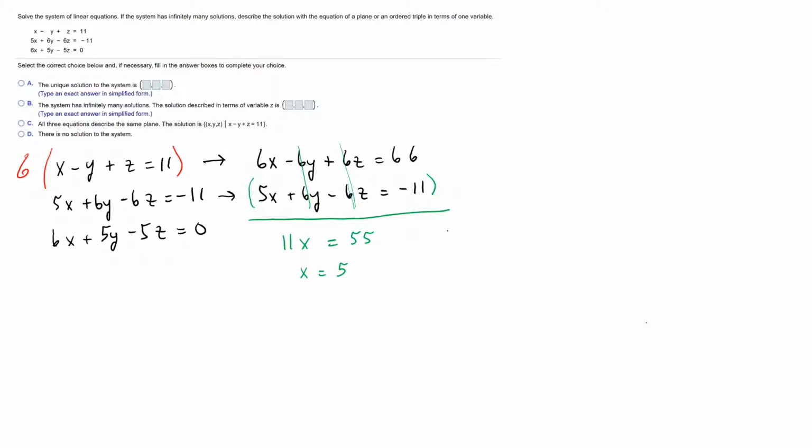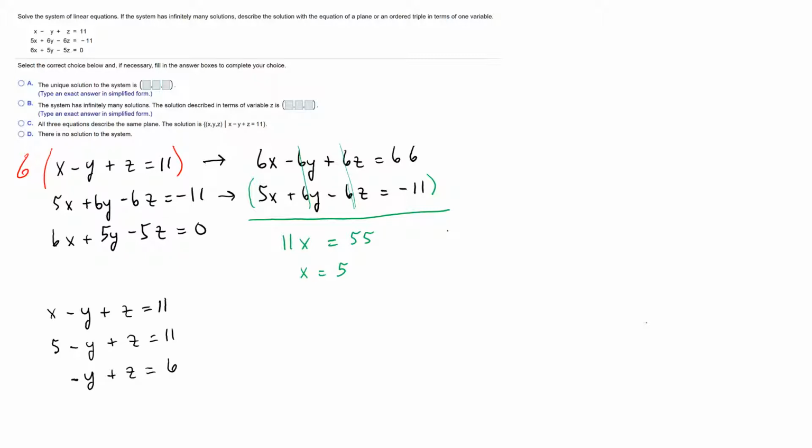Okay, so if I take x equals 5 and plug it back into maybe I'll choose the original top equation. So let's see, maybe I'll recopy this. So here's the original top equation, and I'm going to plug 5 into this. If I put 5 in, I get 5 minus y plus z equals 11. And after subtracting 5 from both sides, I get negative y plus z equals 6.